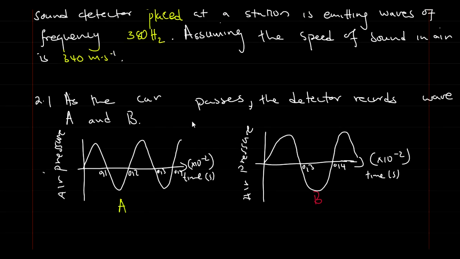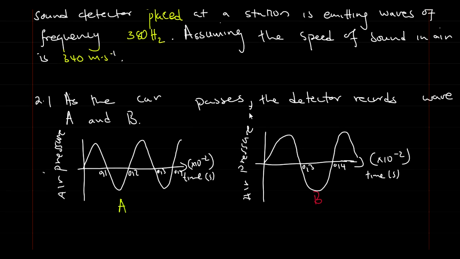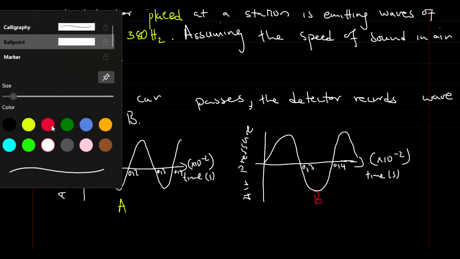Let's go back to the statement. As the police car passes, the detector records waves A and B. So here we have 2 waves, A and B. The question asks which graph between A and B was recorded as the police car was moving away from the detector. Okay, I want us to highlight and remember a few things.